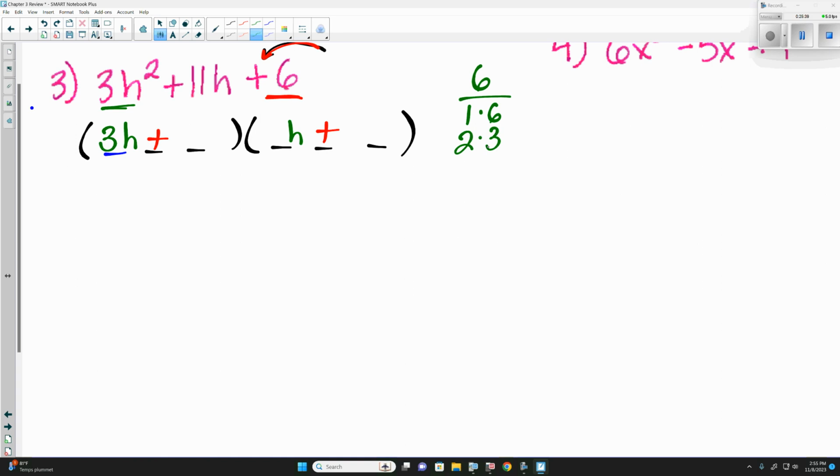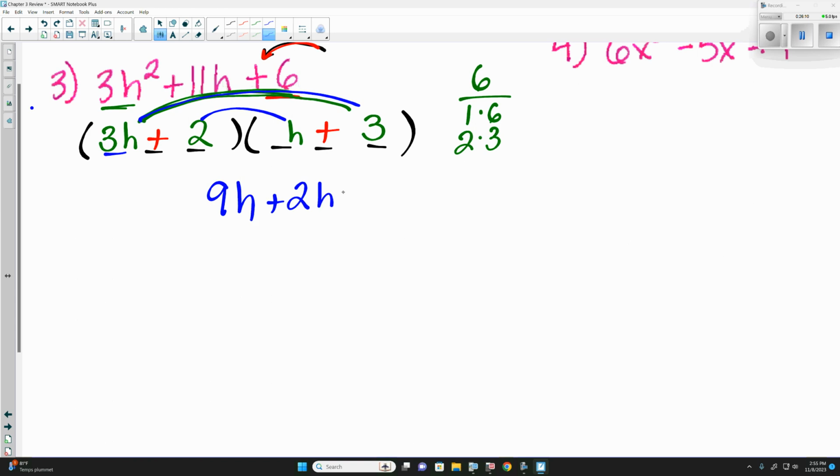Which one do we want to try first? 2 and 3. We have to put the 2 with the 3h because we can't put the 3h with the 3, because there was no greatest common factor. So there can't be a 1 in either parentheses. Last thing we can do is check. So I was right. 3h times 3 is 9h. 2 times h is plus 2h, which gives us 11h, which is the middle term we wanted. So those are our factors.